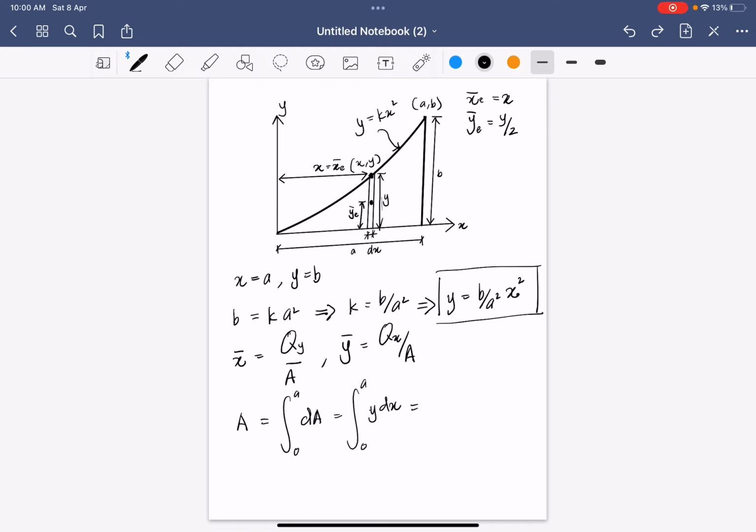So this integration becomes the integral of b over a squared x squared dx. You actually can put this b over a squared outside the integration, so this becomes the integral of x squared dx. So let's work out in the next page.